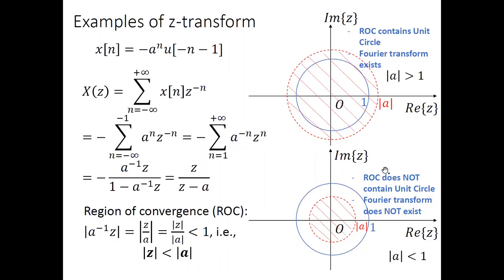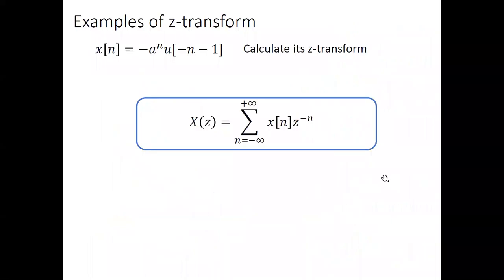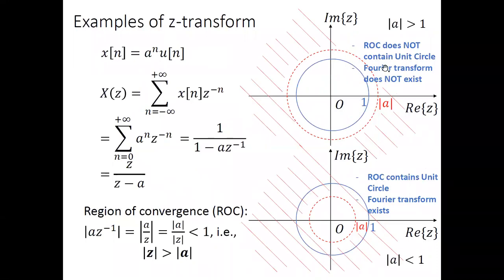Okay. One thing I didn't elaborate for the example above and this example is that I didn't discuss when the discrete time Fourier transform exists or not. And this is related to the ROC. Let's come back to the last example, when the region of convergence is outside of the red circle. For the case above, the red circle has a radius that's larger than one. So the region of convergence outside the circle does not contain the unit circle. The unit circle is the blue circle whose radius is one.